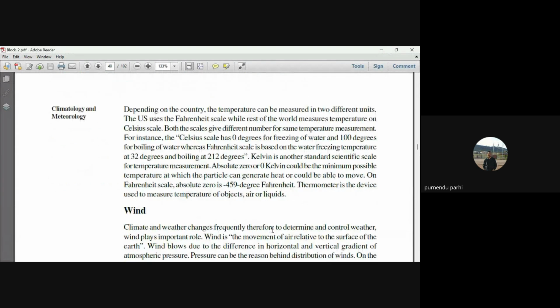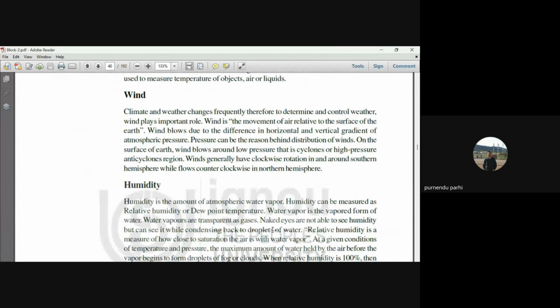Then wind, climate and weather changes frequently. Therefore, to determine and control weather, wind plays an important role. Wind is the movement of air relative to the surface of the earth. Wind blows due to the difference in horizontal and vertical gradient of atmospheric pressure. Pressure can be the reason behind distribution of wind on the surface of earth.